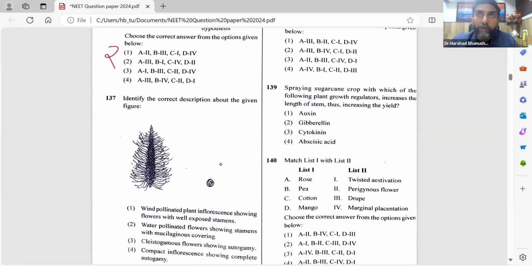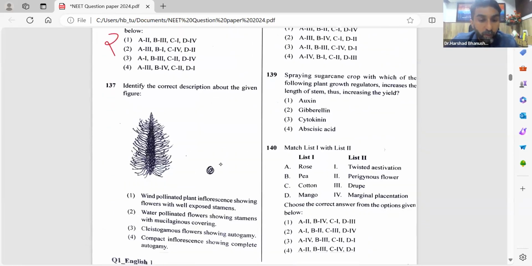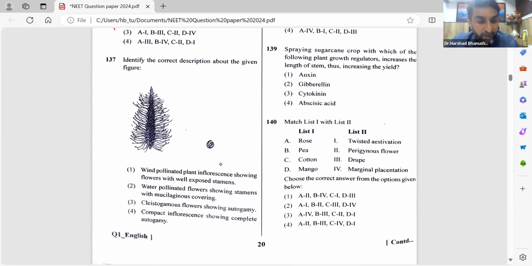This is the example of corn cobs, and corn cobs are wind pollinated and they show exposed stamens. So the corn cob is the example of this diagram. So option 1 would be the answer in this case.